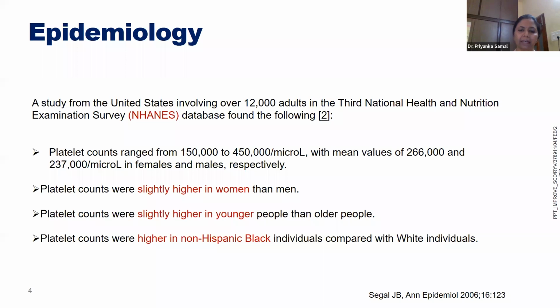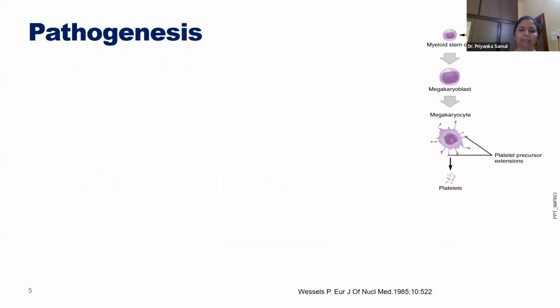It is slightly higher in younger people than the older, and it is higher in the non-Hispanic Black as compared to the white individuals. And platelet counts, which range from 1.5 to 4.5 lakhs, there is a little bit of variation between the females and the males. As we discussed, it is a little bit higher, 2.6, in females, and somewhat lower, like 2.37, in case of males.